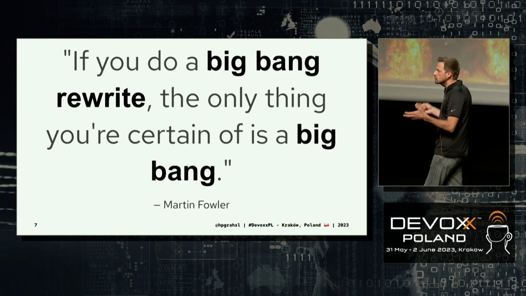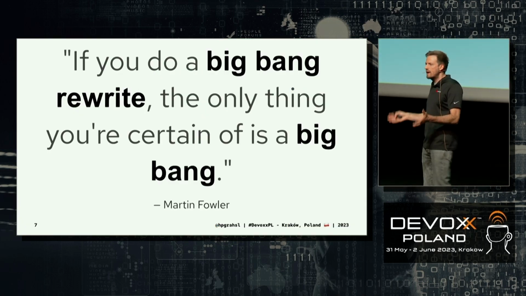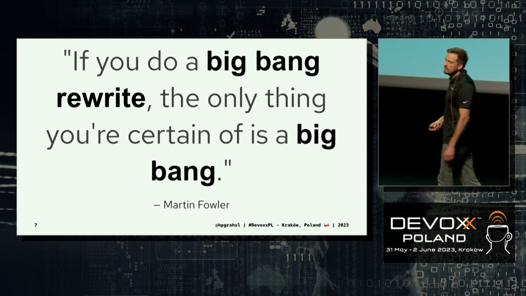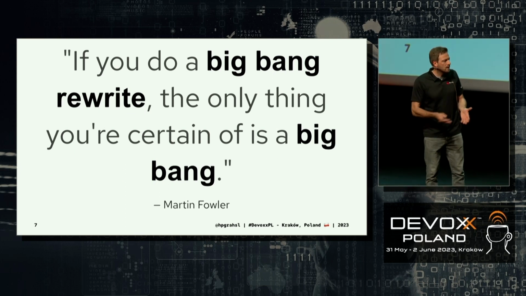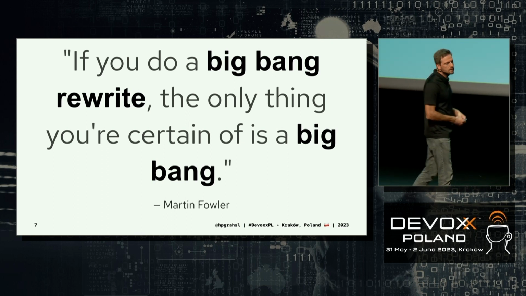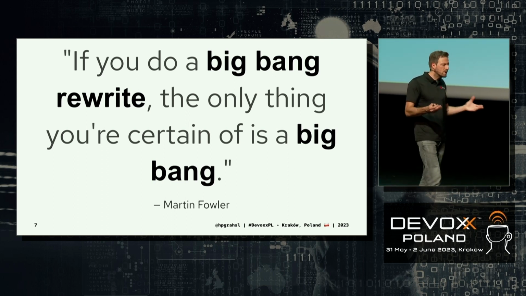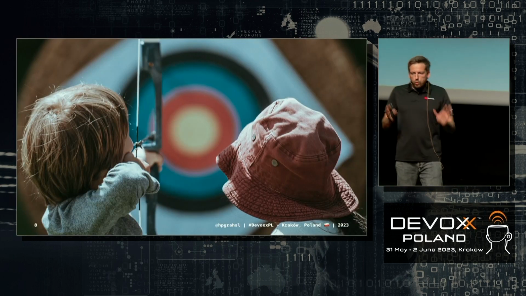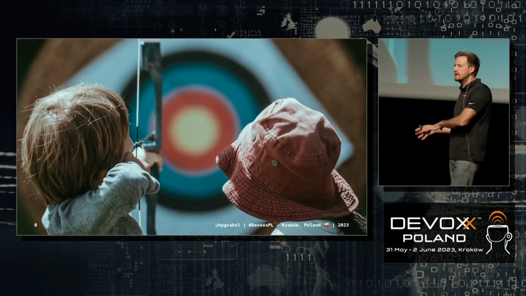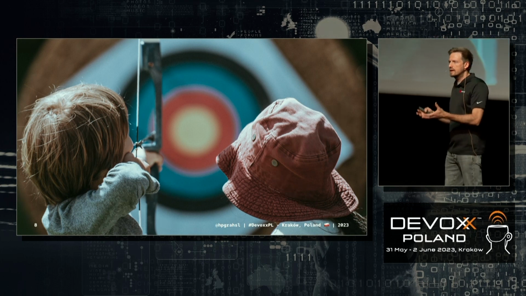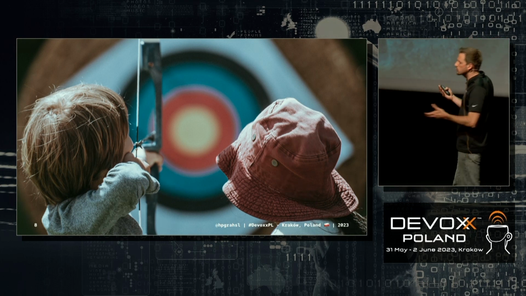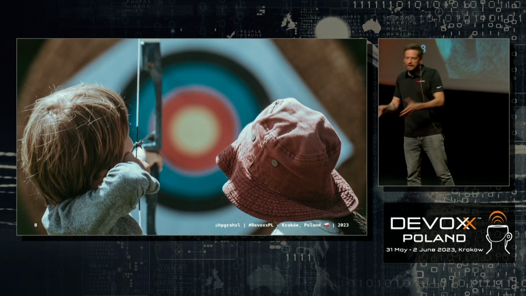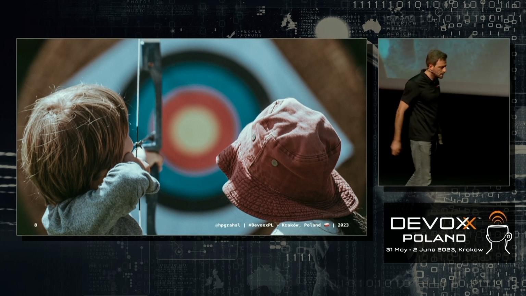And with that quote, Martin Fowler wants to remind us, in fact, he even wants to warn us, that if we try to do a Big Bang rewrite, the only thing we are certain of is, well, a Big Bang. So given that, what should we aim for instead? What could be a better, and I'm using better here in the sense of what could be a less risky way of migrating an existing application into something newer?